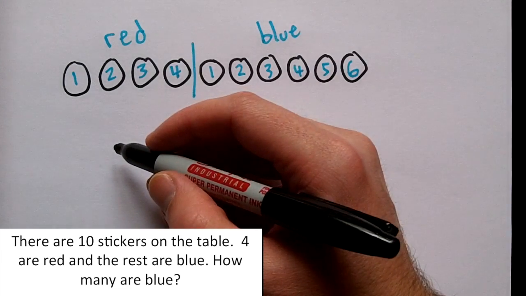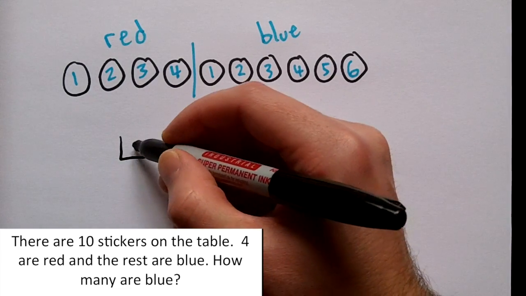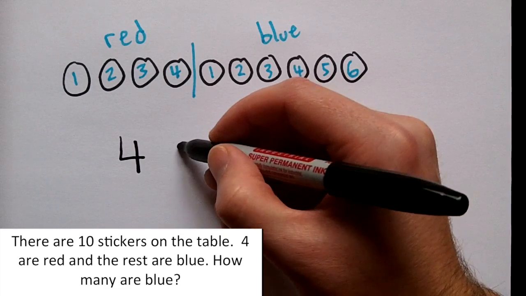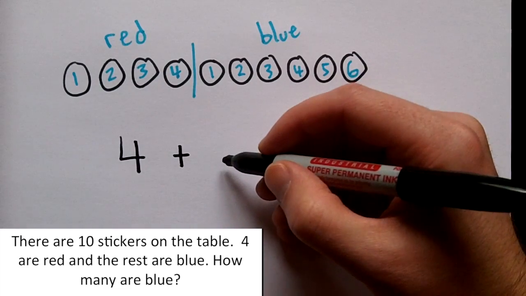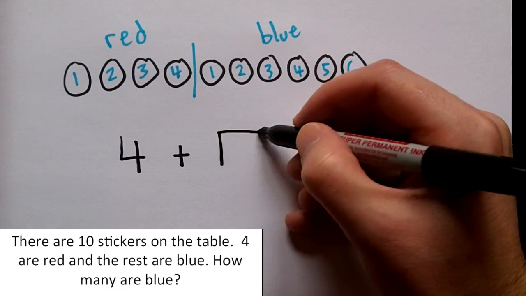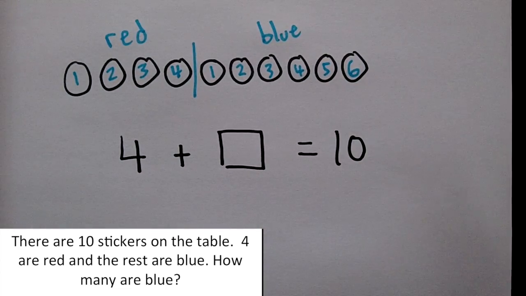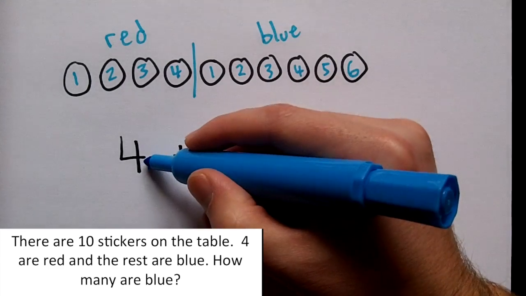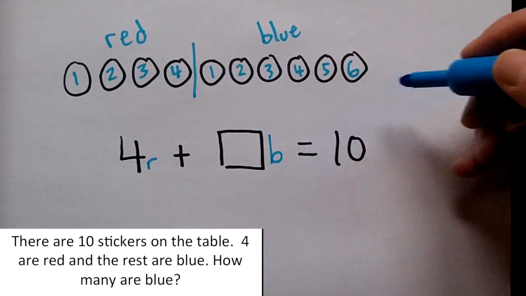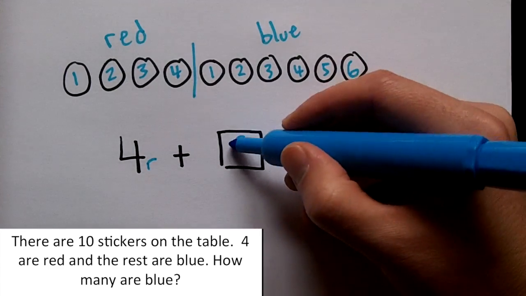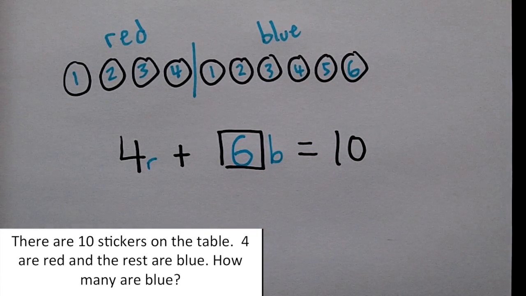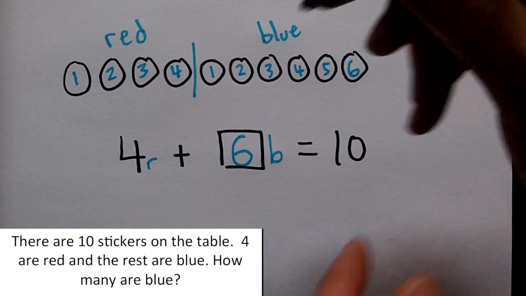Let's write a number sentence that matches. 4 red plus box, that's the thing that we didn't know. And there were 10 stickers on the table. So 4 of them are red. These are the ones that are blue. Those are the stickers. So let's see, 4 plus what equals 10? 4 plus 6 equals 10.